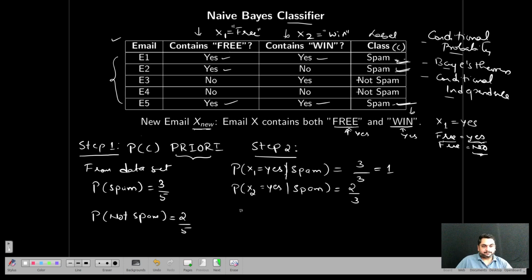Okay, next. Probability of not spam. I calculated for class spam, and now I have to calculate for class not spam. So that is probability of x1 is equal to yes, given that it is not spam. So I will calculate this. Not spam, how many are there? 2 are there. In that, yes is 0, because both are no here. So the probability of this is 0.